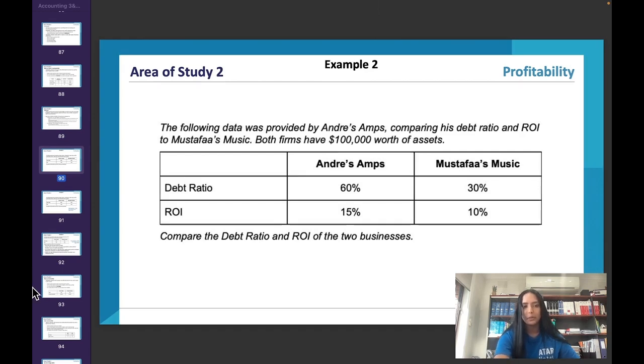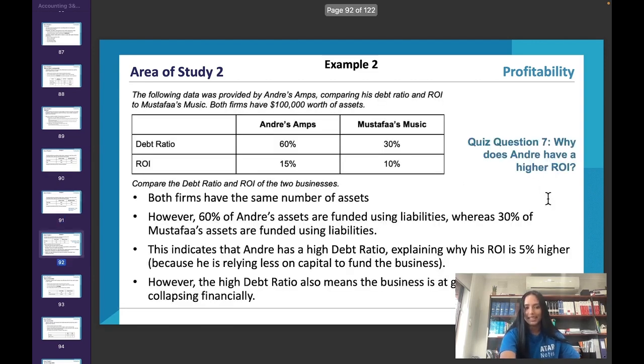So here's an example where we have to compare the debt ratio and return on owner's investment of two businesses. So why does Andre have a higher return on investment? Basically, because Andre has a higher debt ratio, which results in a higher return on owner's investment. So it's kind of like a double-edged sword. Obviously, a high return on owner's investment is a good thing because it means the owner is earning more compared to how much that owner put into the business.